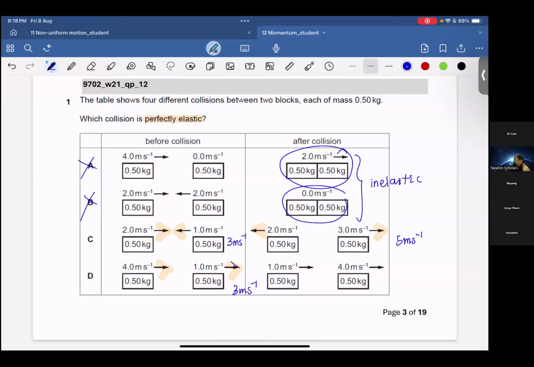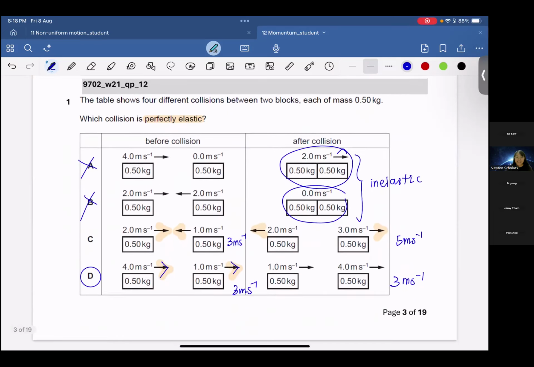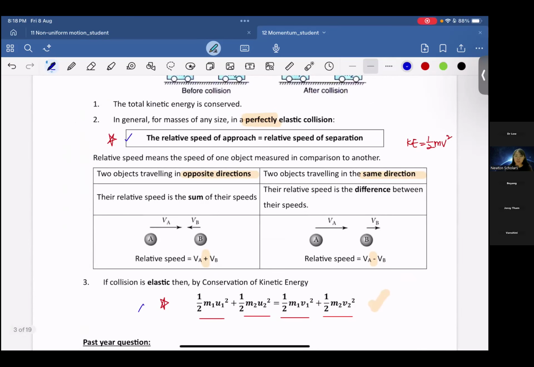Okay, same direction we use minus, opposite direction we add up. This one is also the same direction. 4 minus 1 is 3 meters per second. So the answer is D. Correct, Kai Chen? So for perfectly elastic, we can use relative speed. This is much faster. But if they didn't mention perfectly elastic, then we use the conservation of kinetic energy, which is much safer.